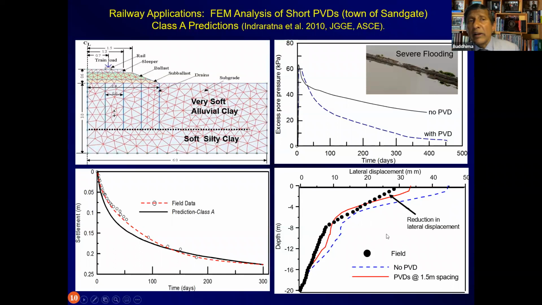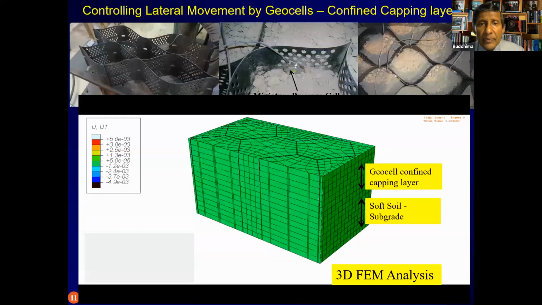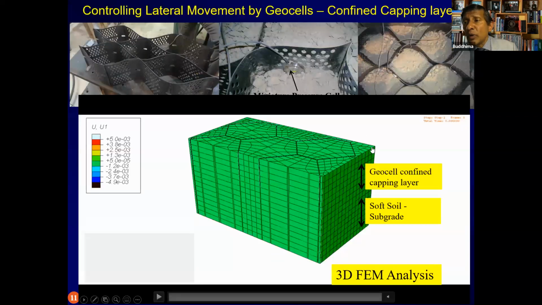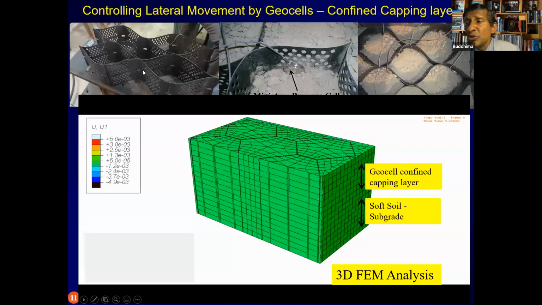So this is a typical application of how vertical drains can stabilize very soft soils, especially under high water content, and prevent the phenomenon of mud pumping. Now, there is another way that you can prevent mud pumping in railway tracks in particular. That is the use of geocells.